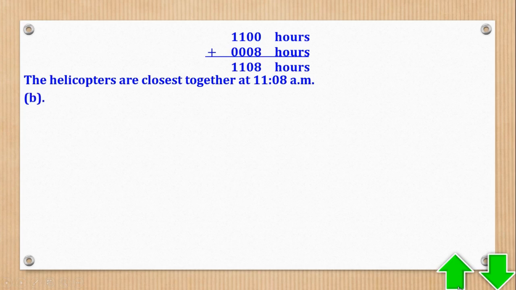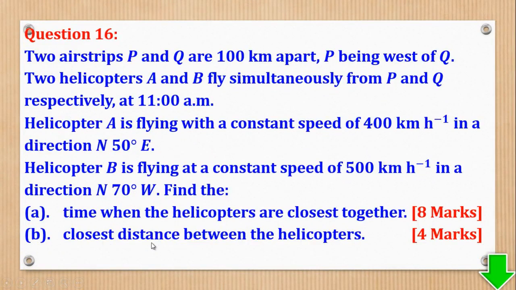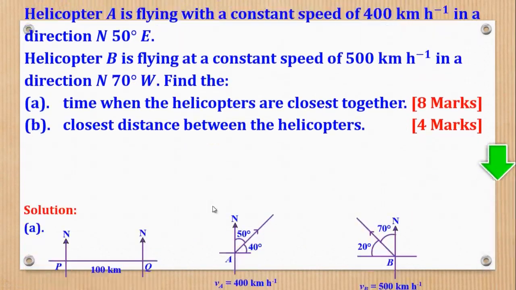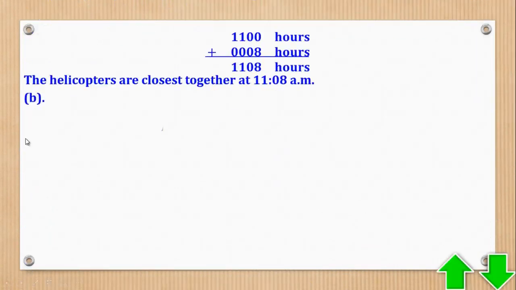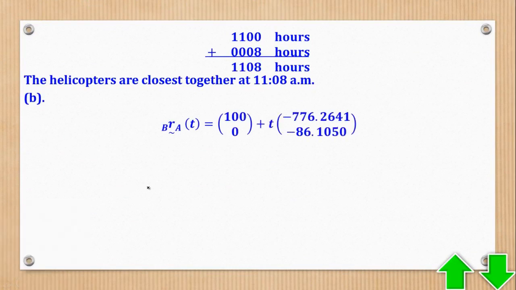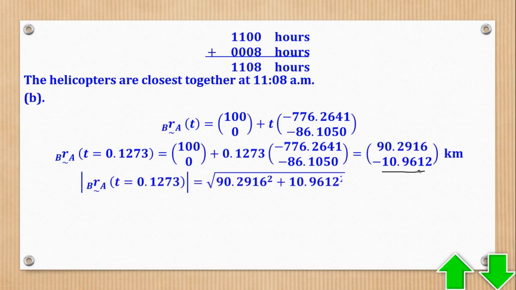Then part B, they wanted the closest distance between the helicopters. So for closest distance, first of all, the relative position at any time t is given by the initial relative position plus t times relative velocity. So I'll come and substitute for t to give you this in vector form, but for the distance it has to be the magnitude. So this is the answer they wanted.